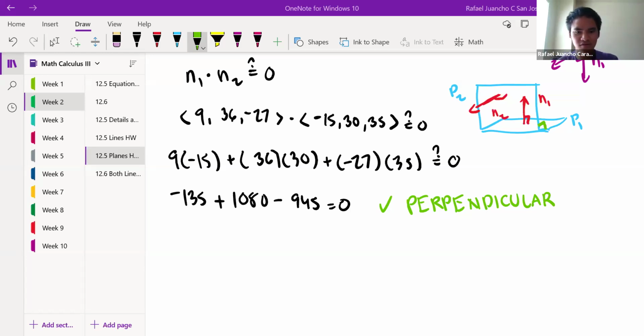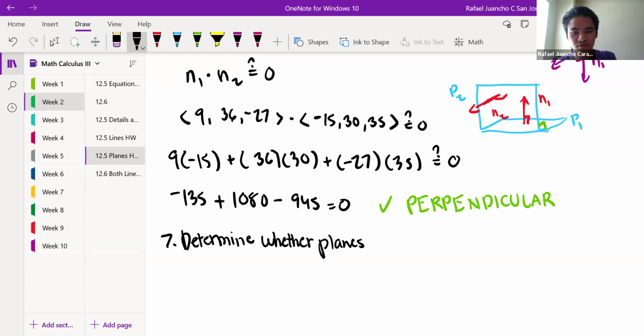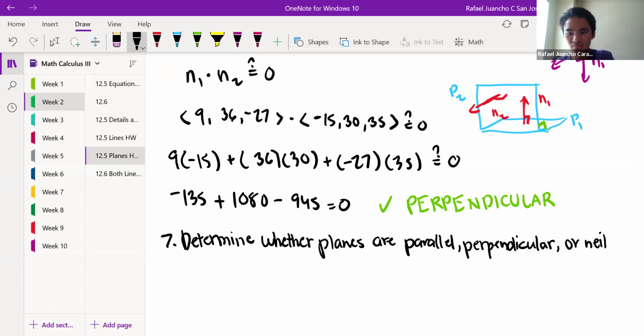Same thing for our next item. Again, we want to determine whether our given planes are parallel, perpendicular, or neither, right?